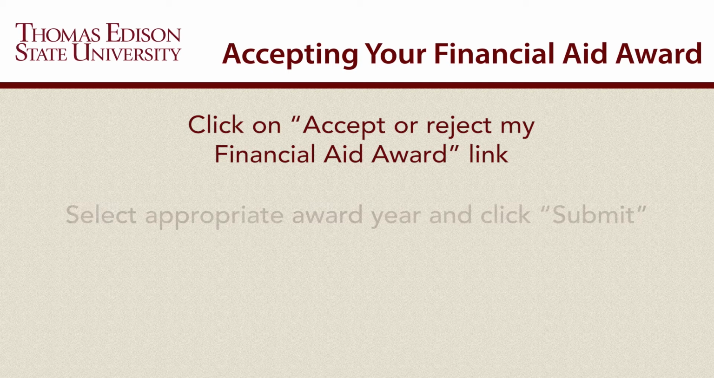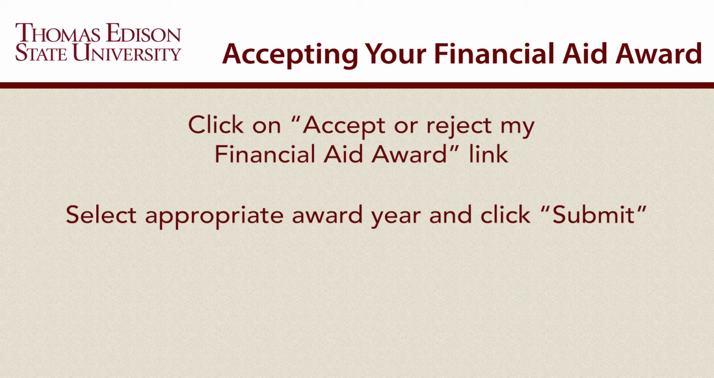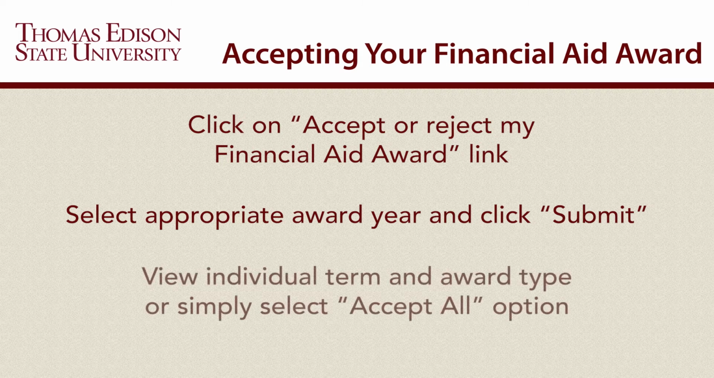Then, select the appropriate award year from the drop-down menu and click the Submit button at the bottom of the page. On the next screen, you will have the option to view each individual term and award type and accept or reject the awards as listed. You can also simply select the Accept All option.